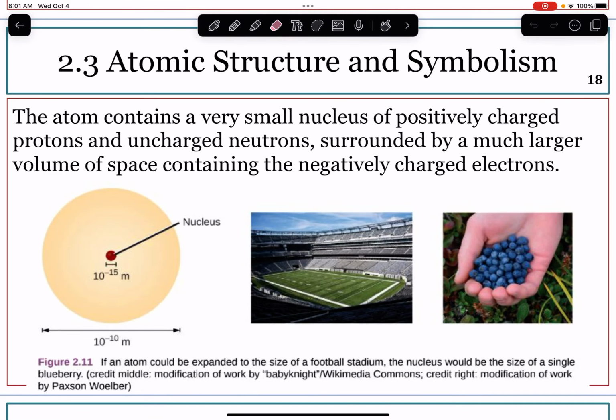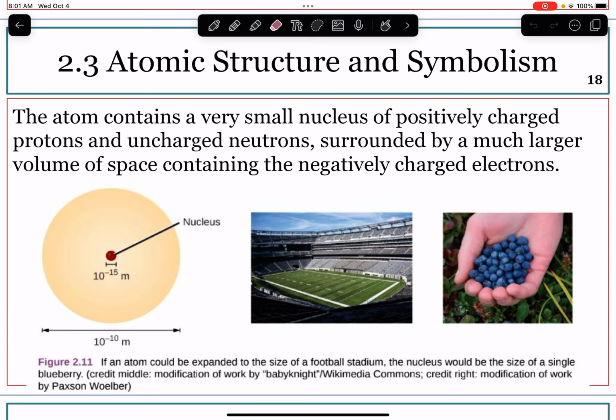In this video, we will talk about 2.3, atomic structure and symbolism. So here is a good scale of how the atom is structured. We have the nucleus at the very center where the protons and the neutrons are. And then in the region of space surrounding the nucleus, we have all of the electrons.